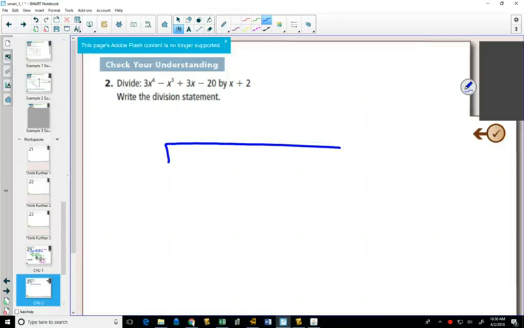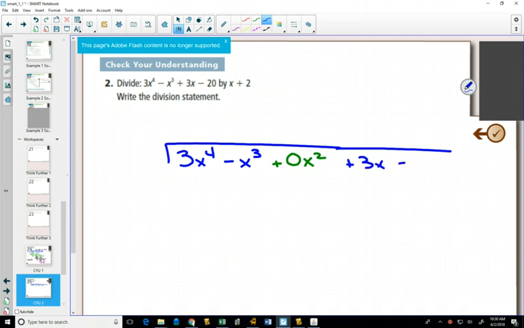We have to make sure we have them in order. So from last time we said, make sure it's in the right order. So your biggest one is 3x to the 4. And your next biggest one is a minus x cubed. There are no x squareds, but I'm going to add that 0x squared in there just so that my columns are all there when I'm doing my math. And I still have a plus 3x and minus 20. So I want to have all of my columns representing every number.